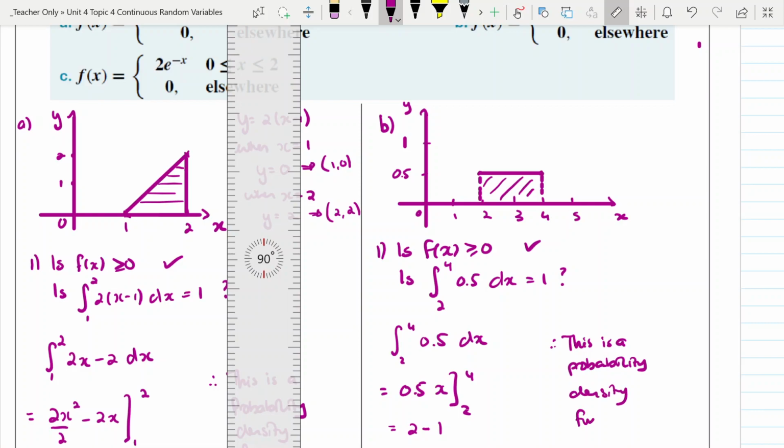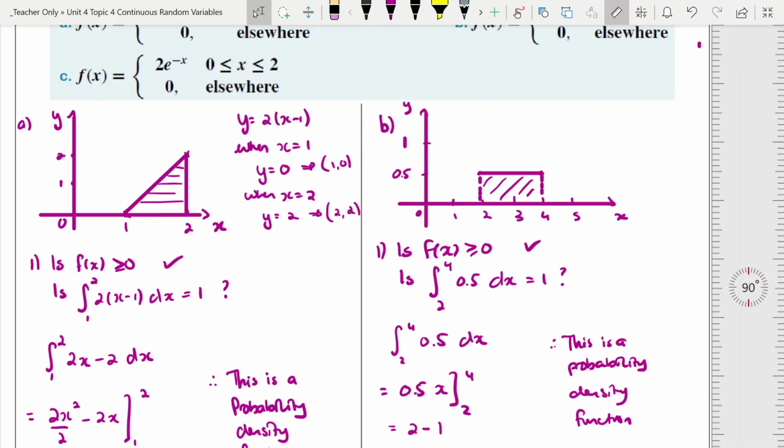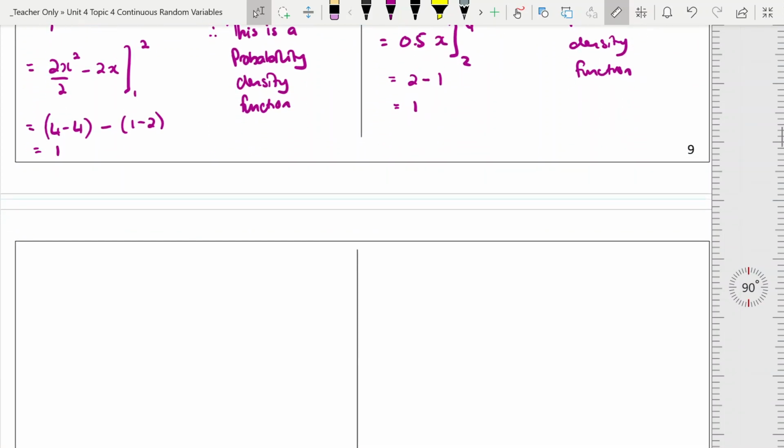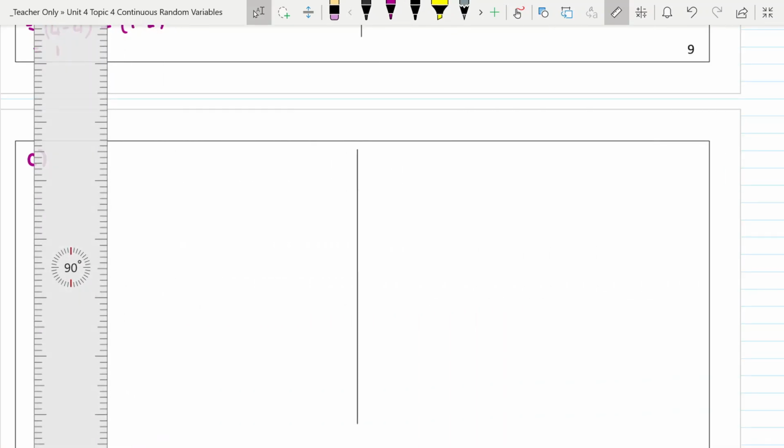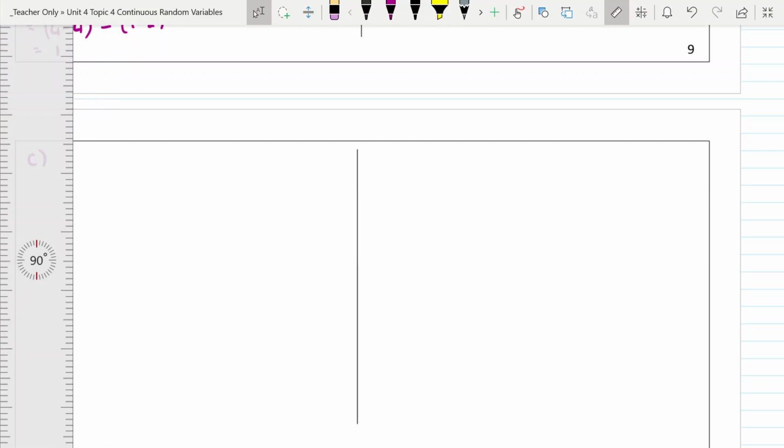Alright, let's have a look at the third example. That is y equals 2e to the negative x from 0 to 2 and 0 elsewhere. You can go over the page for that, there's a bit more space there. So we know that this is an exponential decay model.